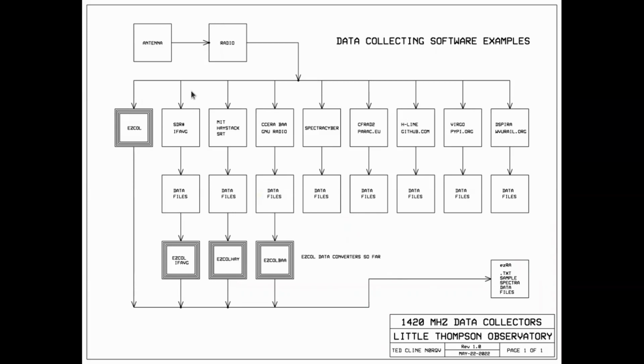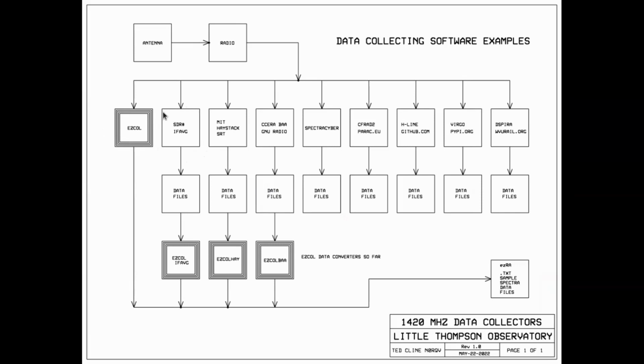Looking here at my cursor up in the top left, you can see an antenna. That's real hardware talking to a coax cable that runs to a radio. That's real hardware that is controlled by a whole bunch of software down below. The top row is a whole bunch of examples of ways to control that radio. I've recently written ezCol, COL for collect, to control the radio. But before that, there were lots of other things.